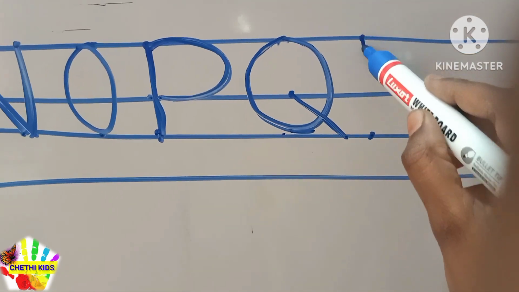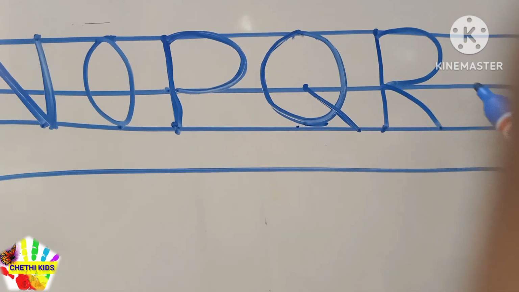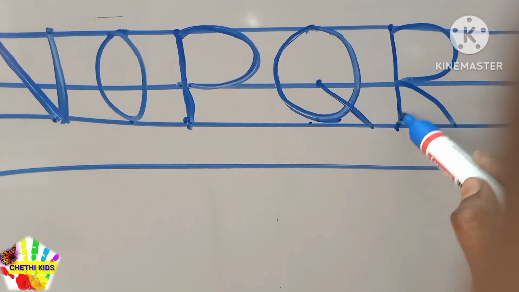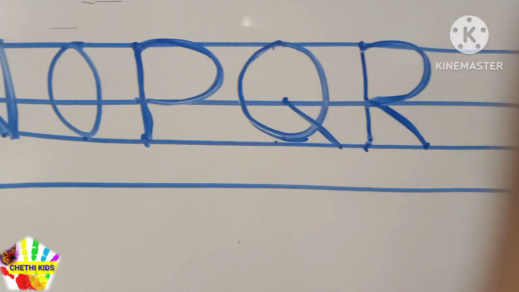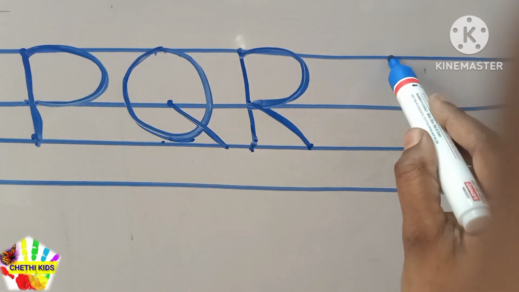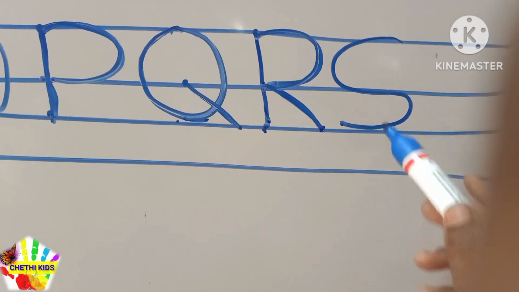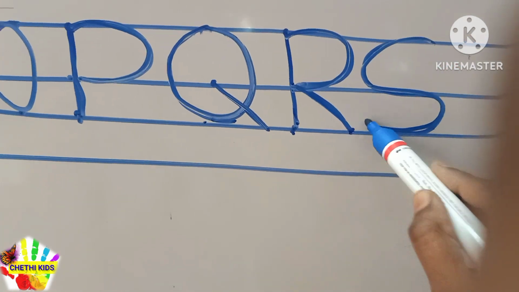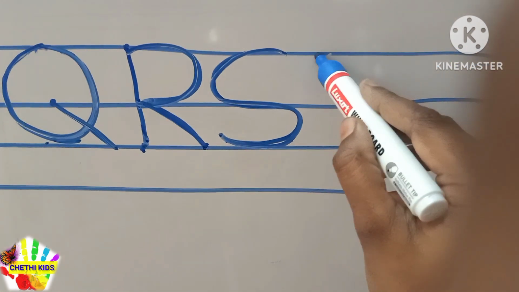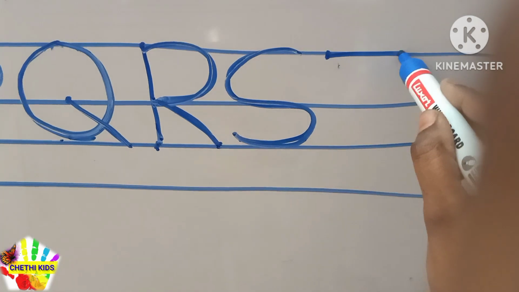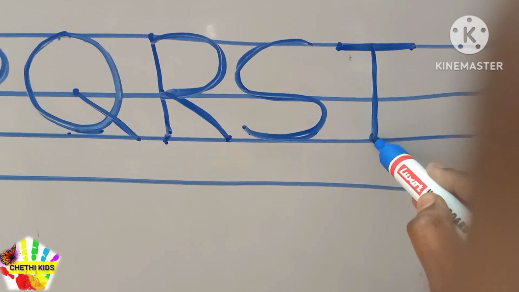Next R. Red line to blue line, standing line, middle of the blue, left curve, and slanting line. Standing line, left curve, slanting line. This is how we write R. Next S. Right curve and left curve. Red line to half blue line, right curve, half blue line to blue line, right curve. This is S.